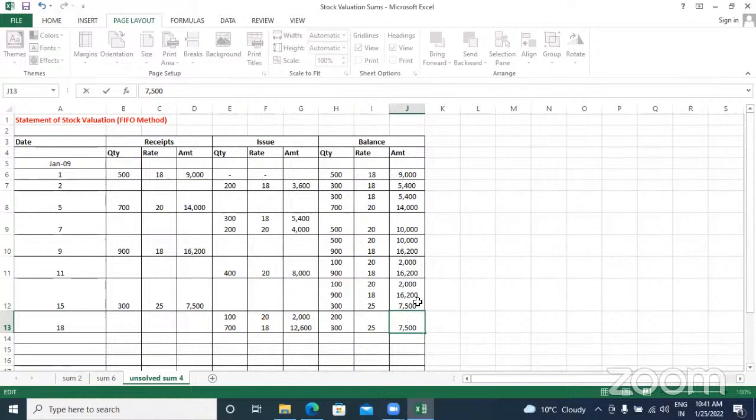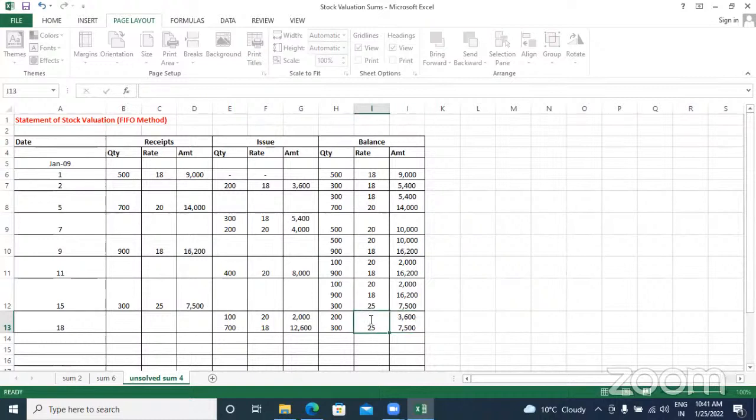No. The value of 900 was? 16,200. And the value of 700 is? 12,600. So can you tell me the value of 200? 3,600. Very good. How did you calculate? 16,200 minus 12,600. Very good. So the answer is 3,600.